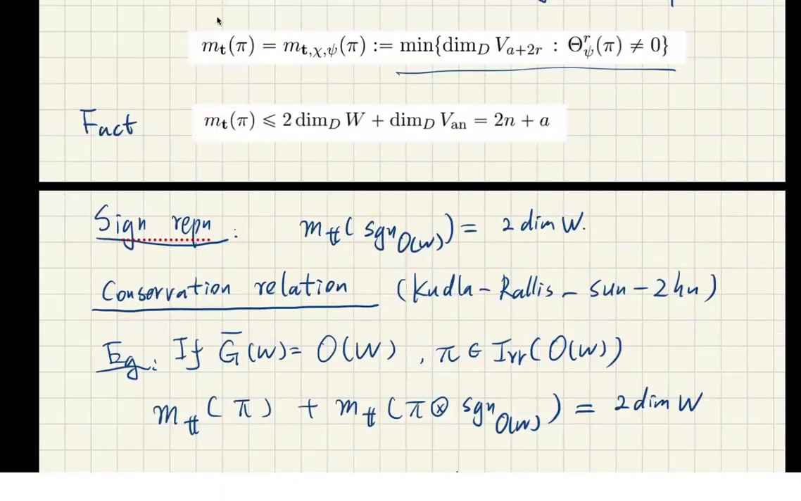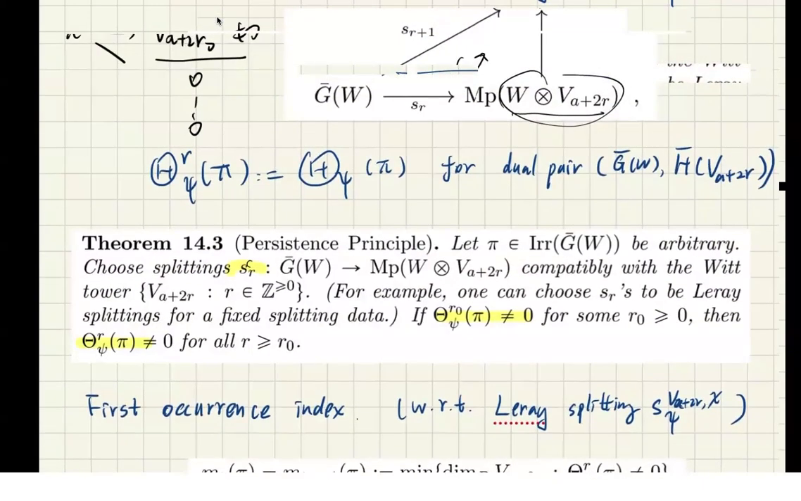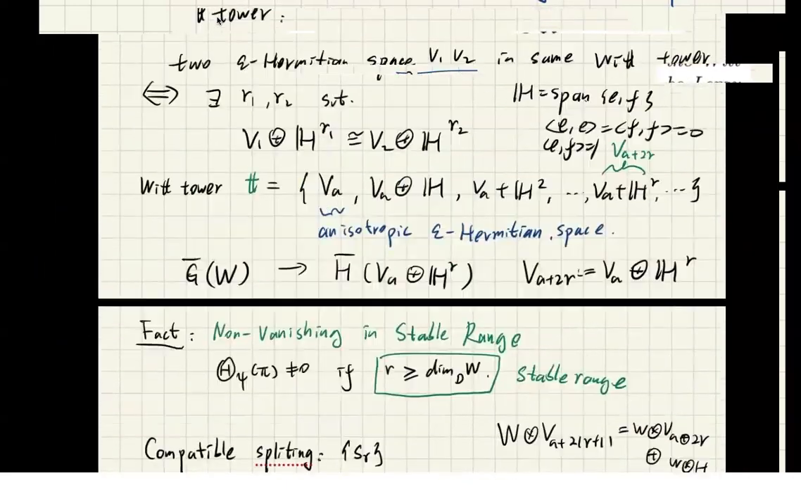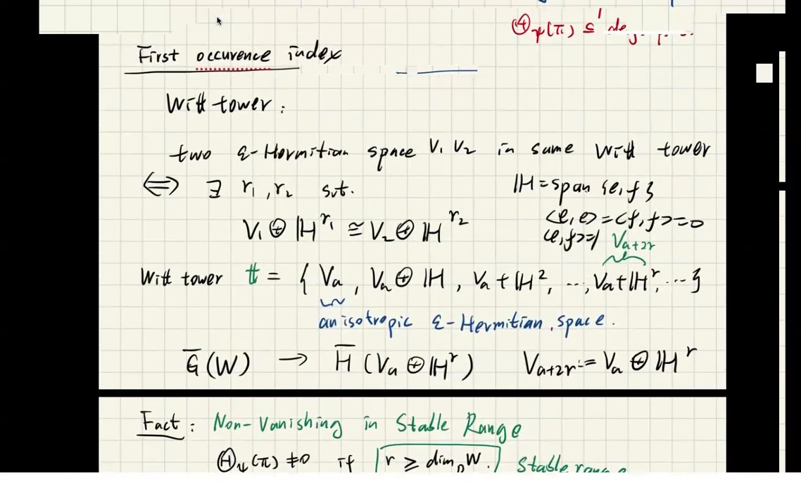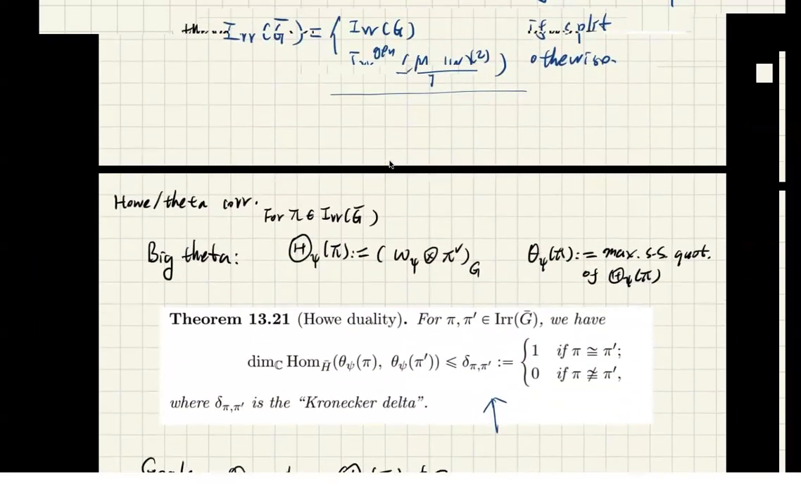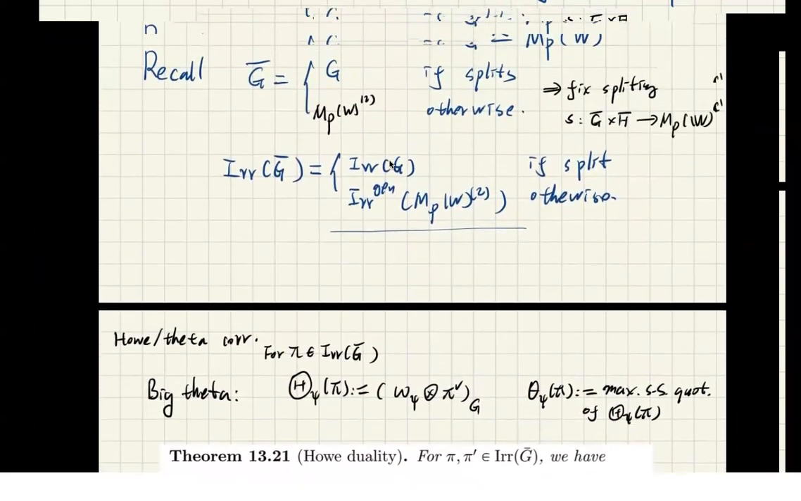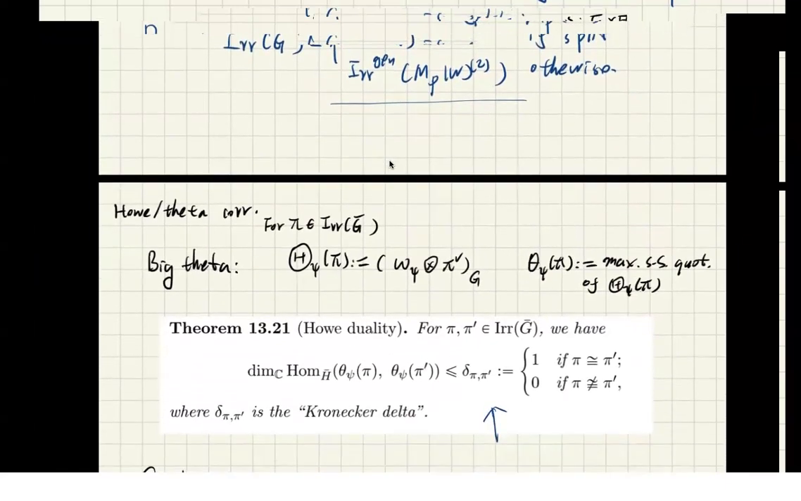Okay, so let's continue our discussion of the theta correspondence. Recall that last time we spent quite a lot of time explaining the classification of reductive dual pairs, and then we explained what the theta correspondence is, or what the Howe duality conjecture is.